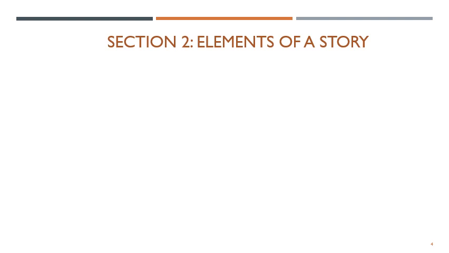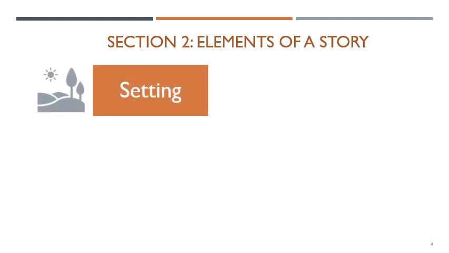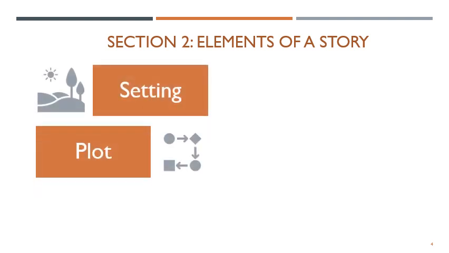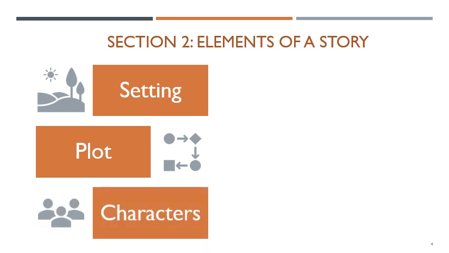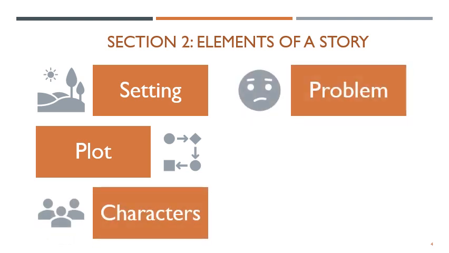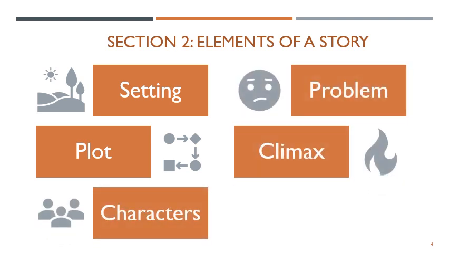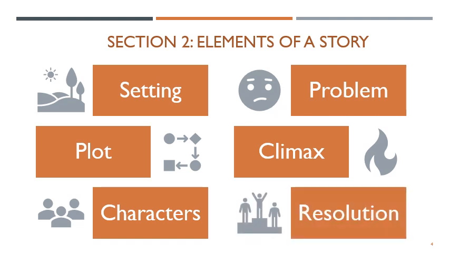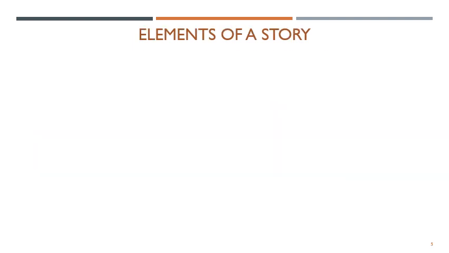Now, in a story, there are some things that you should have. Okay, so for this lesson, I will show you 6 elements. The first one is setting. Second one is plot. Third, characters. Problem. Climax. And the last one is resolution. Now you should have all of these six elements in your story. Okay, don't worry, I'll be explaining each one of them in the slide.